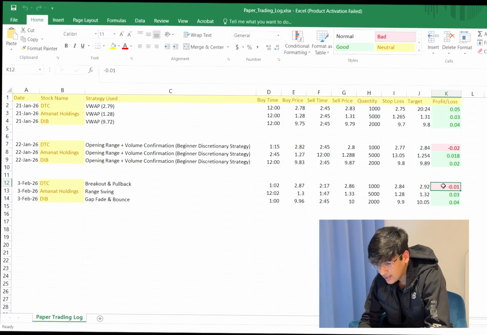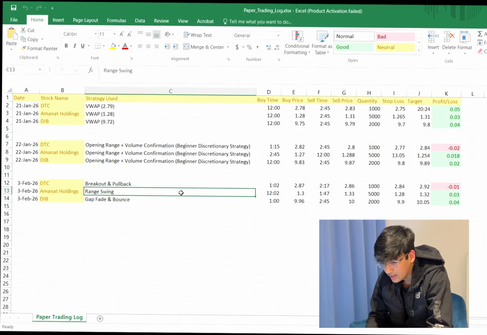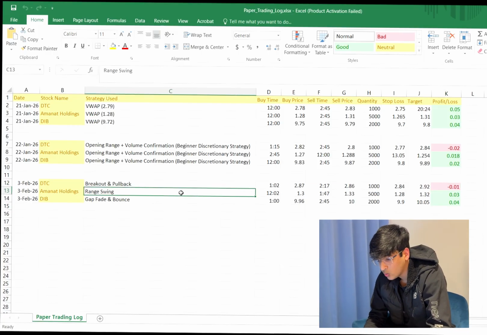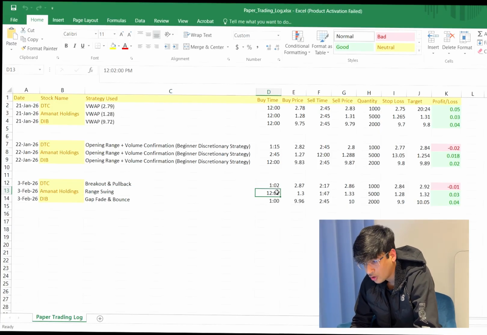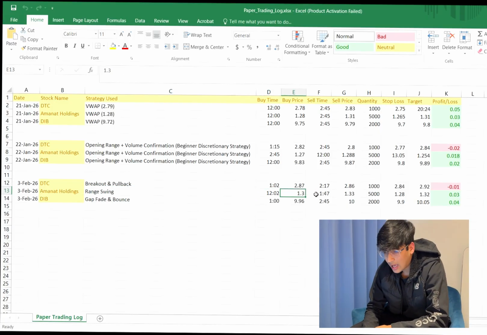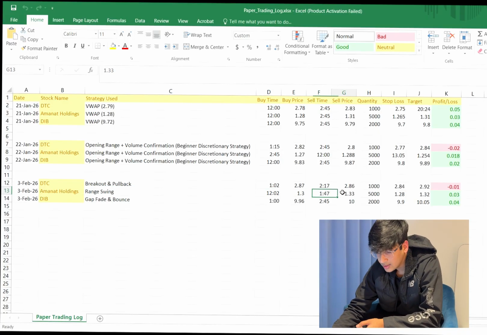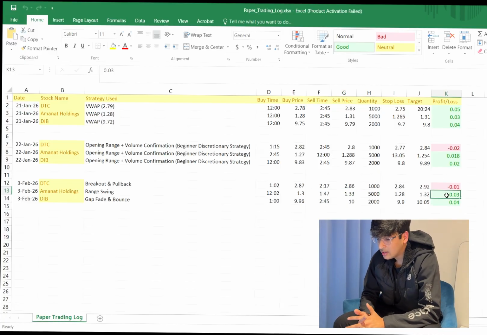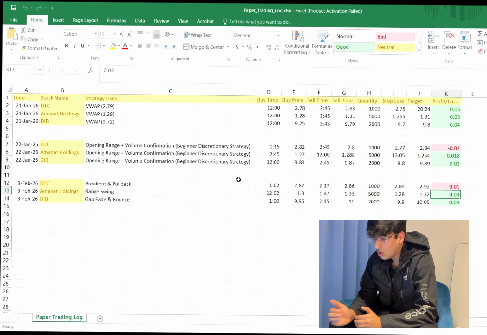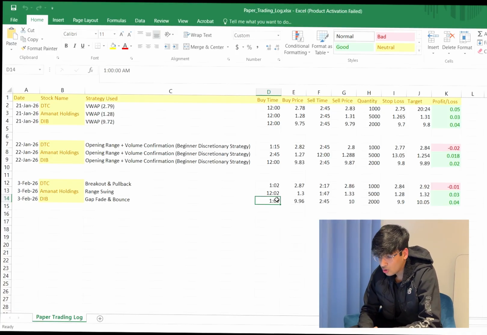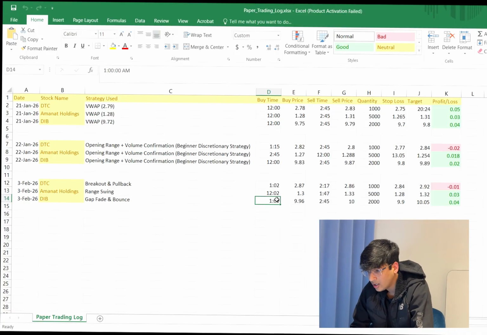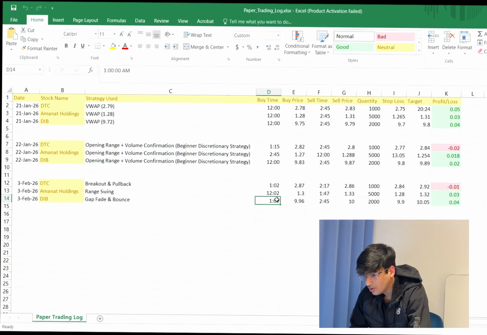The next one is range swing. In the range swing, you identified a box where the stock was bouncing between two prices. You bought at the bottom and sold at the top resistance. I did make a profit of 0.03. The gap trade and bounce: basically, you trade the stocks that opened significantly higher or lower than the previous day. You either faded the gap or followed the momentum. In this, I made a profit of 0.04.